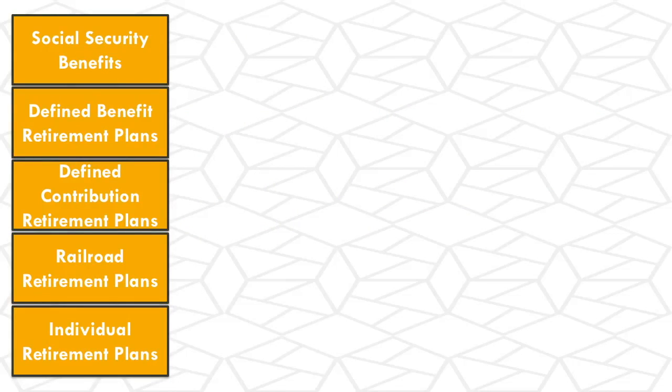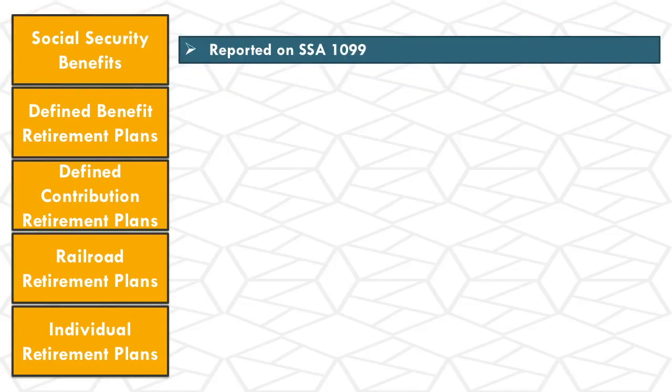So let's talk about each one of these and how we can determine it. Social Security benefits, we already know how to determine if it's Social Security benefits. It's just going to be reported on an SSA 1099. Very easy to determine that. We already know how to report that as well.